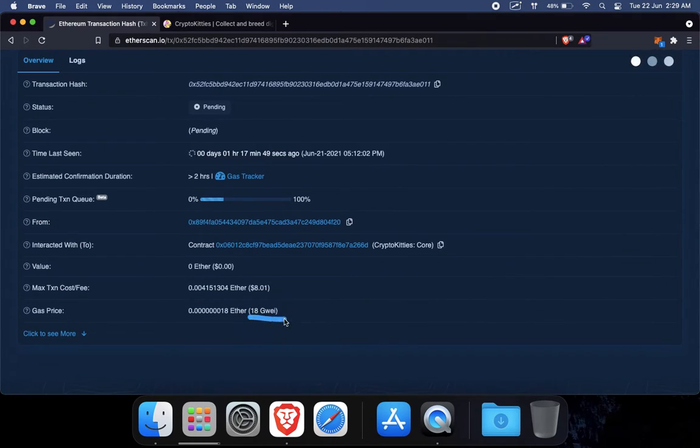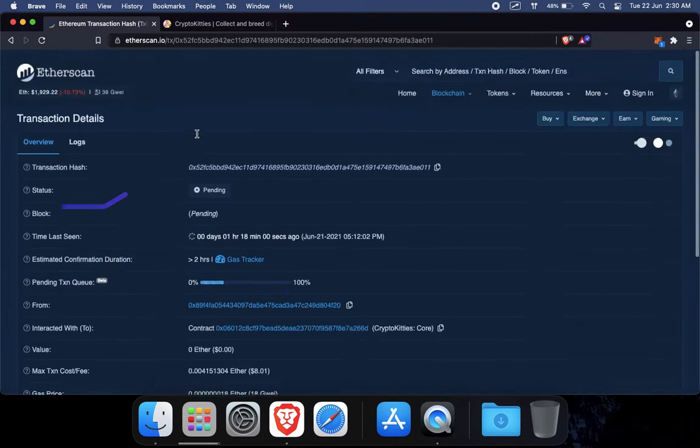18 Gwei, yeah, that's quite low. Gas price was 18 Gwei, right? So if you want to see, this is pretty low. Remember what I said about low transactions? This is how you can see the relationship, right? This is a low transaction. It's still being processed, right? It's pending.